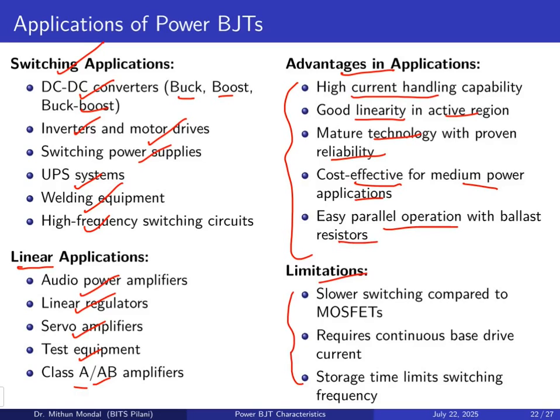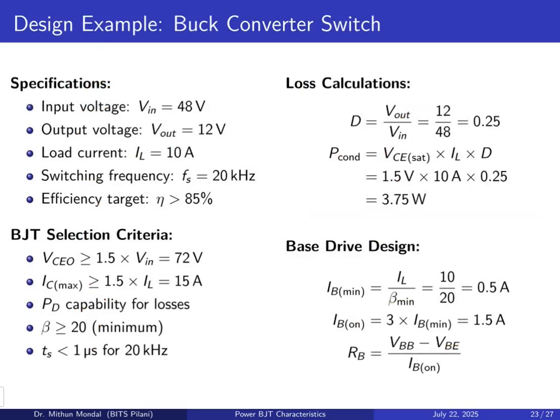The limiting factors are basically it is very slow in terms of switching as compared to the MOSFETs, and it requires continuous base drive current. There is a storage time limit on switching frequency. So some of the advantages and limitations of Power BJTs are there, and due to these limitations we are moving to MOSFETs where we require high switching applications. Let us do one design example considering the buck converter switch to understand this Power BJTs.